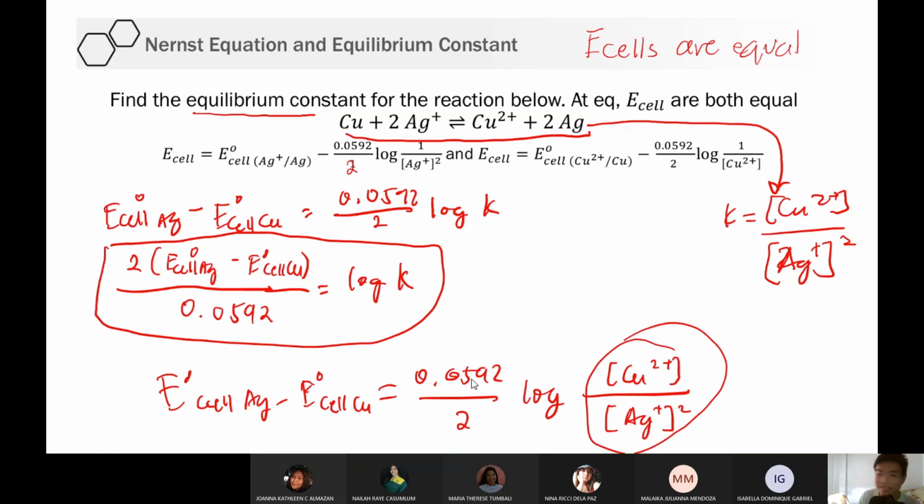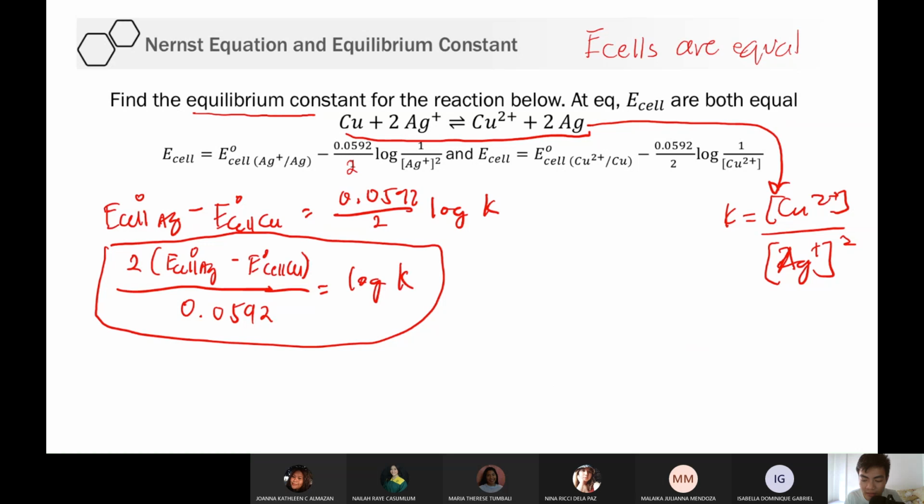Ang daming nangyari, no? Ganun talaga sa electrochem. Ang daming nangyayari. Okay. Puro equation. So, yan yung derivation natin to get the K. Okay, so ibig sabihin yan, if I ask you to solve for the K of something, you really have to derive it, no? Kailangan may Nernst equation ka. Then, from the Nernst equation, sabi natin at equilibrium constant, we assume that the E cells are equal, so you can combine them. Okay, so combining them, you will get this, no?